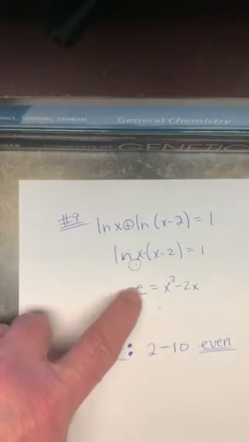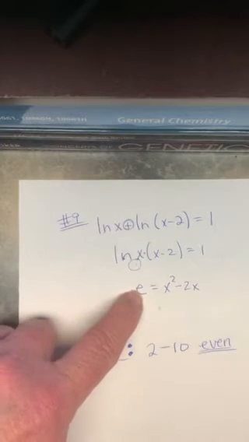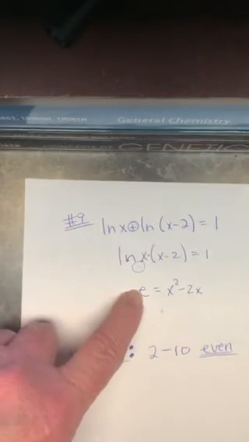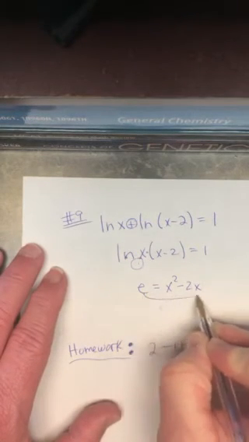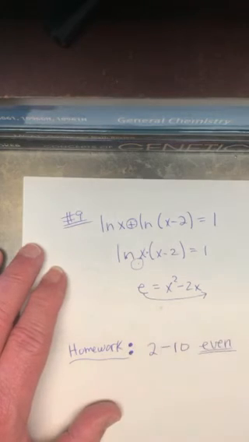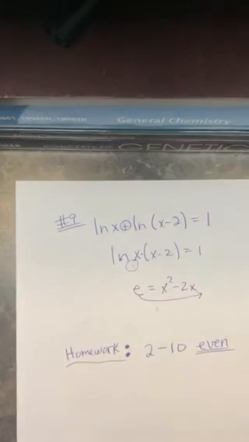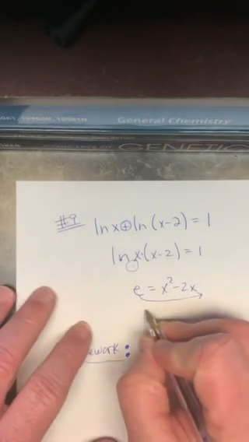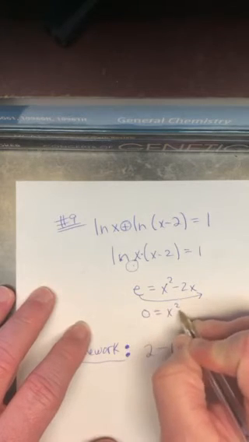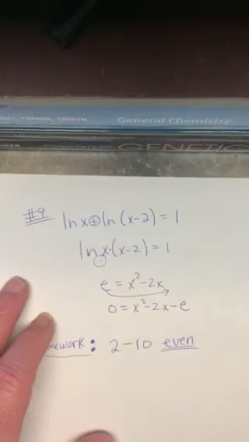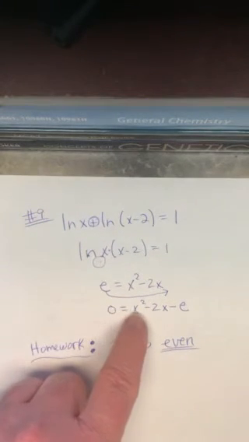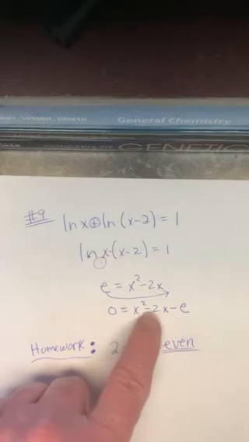Oh, now careful, guys. E is simply a number, isn't it? E is 2.718. I've told you that. So if I take this e and move it over to the other side, which I would want to do here, because when I move it over to the other side, I'm solving a quadratic equation. I'm going to get 0 equals x squared minus 2x minus e. Oh, so I'm solving a quadratic equation. It's equal to 0, so it's in standard form.